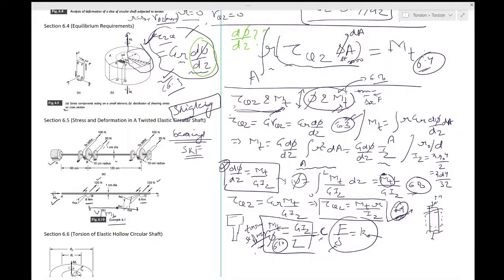Okay, so after this it is quite easy. You have to apply the equilibrium first.